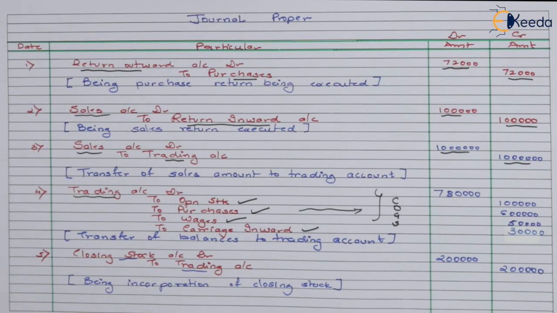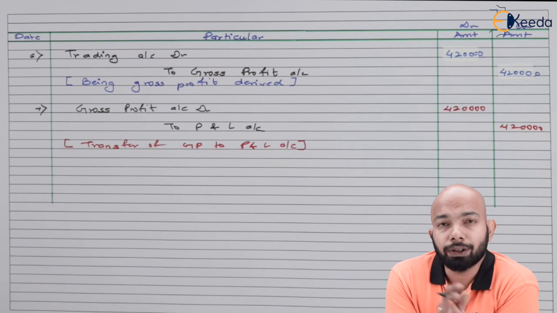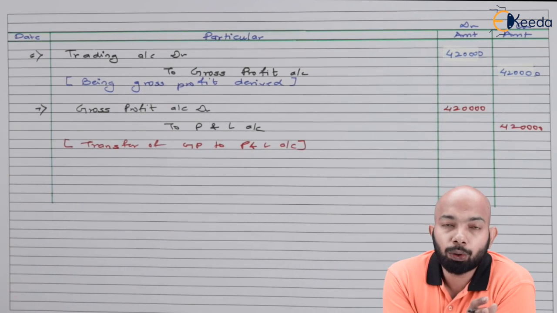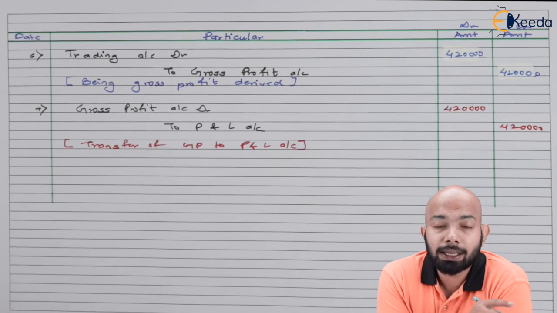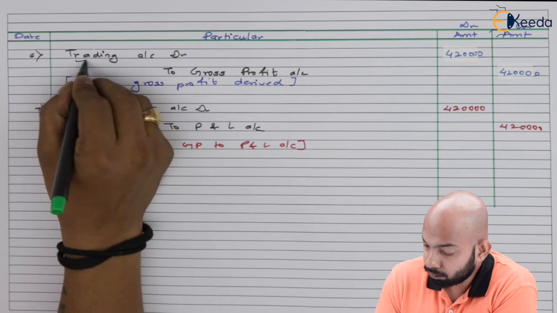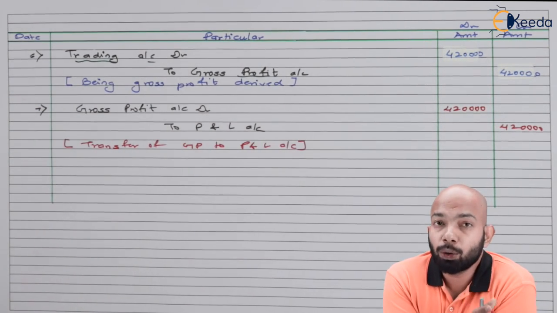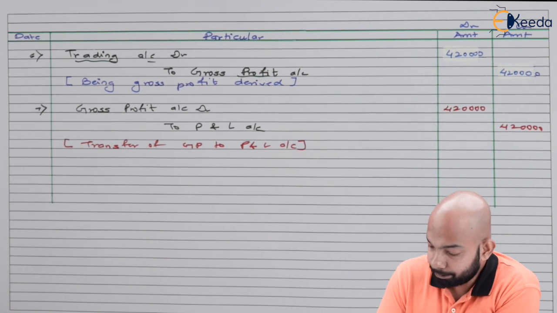Let us close down the whole trading account by passing the last two entries that we have to pass here, which will define the existence of trading account. That means the gross profit entries. The last two entries that we have passed here are the preparation of gross profit. We have figured out the gross profit that was mentioned on the debit side of trading account, hence the entry that has been passed here is trading account debit to gross profit account. That amount was 4,20,000. This marks the closure of trading account here.